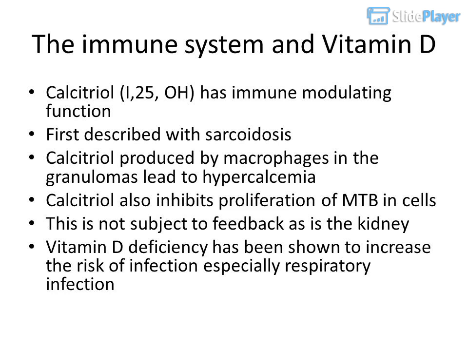Calcitriol, 1,25-D, has immune modulating function, first described with sarcoidosis. Calcitriol produced by macrophages in the granulomas leads to hypercalcemia. Calcitriol also inhibits proliferation of B cells. This is not subject to feedback as it is in the kidney. Vitamin D deficiency has been shown to increase the risk of infection, especially respiratory infection.